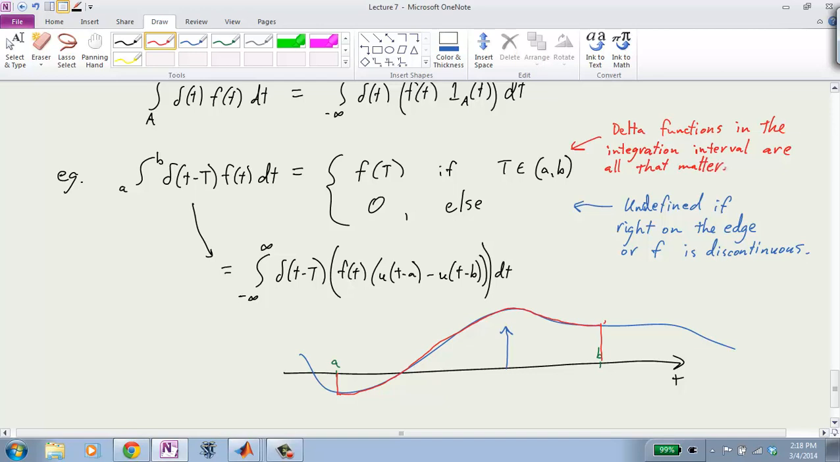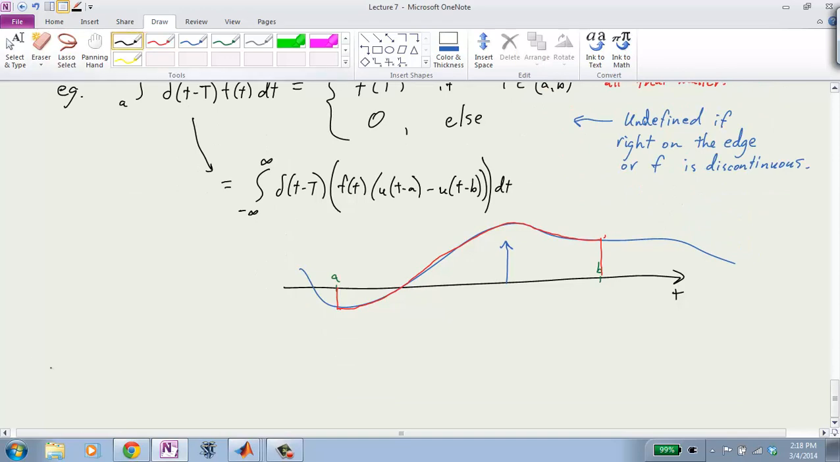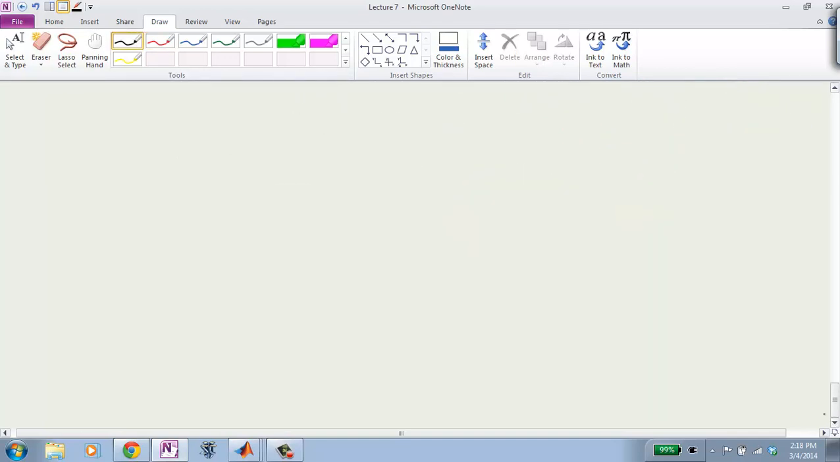Okay, just a little more on these crazy delta functions, and then maybe we'll see why we even cared to define it in the first place. How about this? What is the integral from negative infinity to t of delta of tau, d tau? I shouldn't have t everywhere, sorry, tau. So what is this?